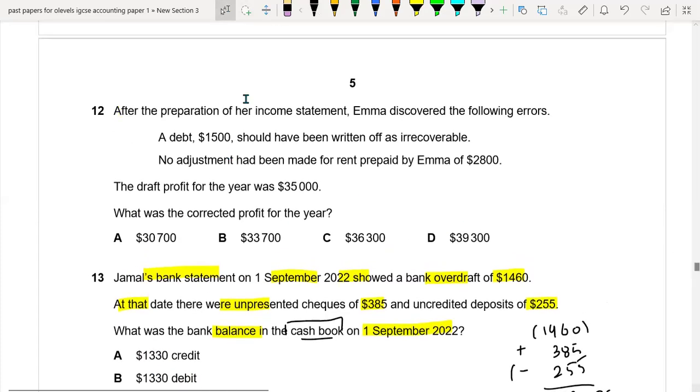Okay, question number 12 we have done before, so we are not going to solve it. This is done in variant 2.